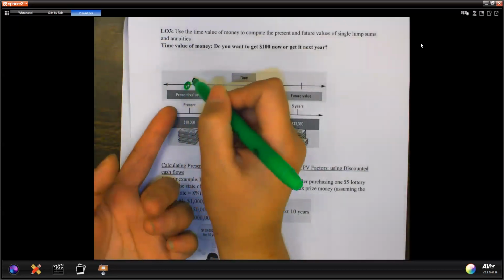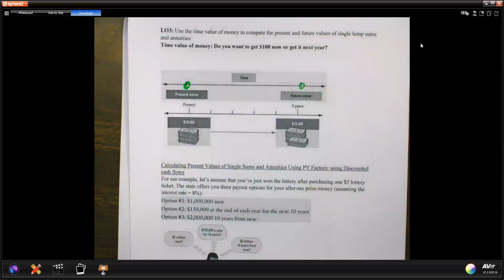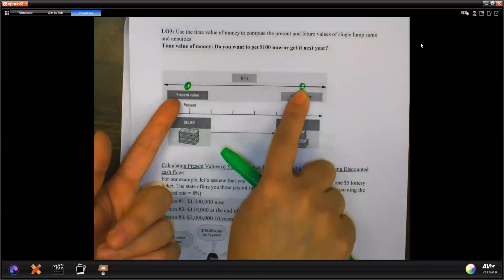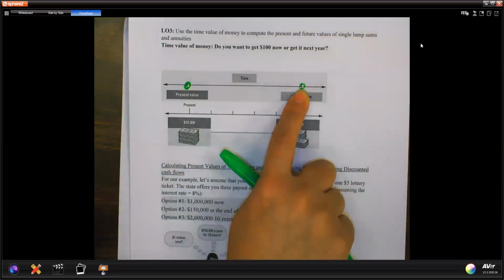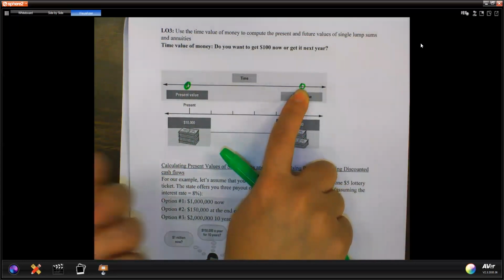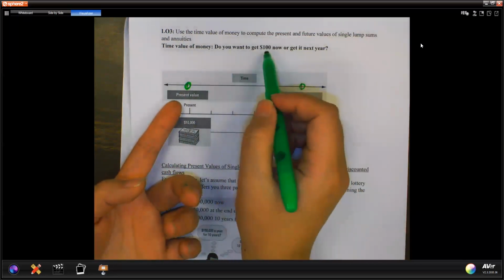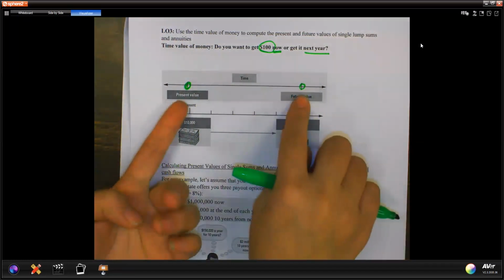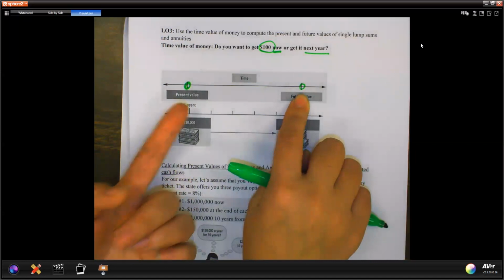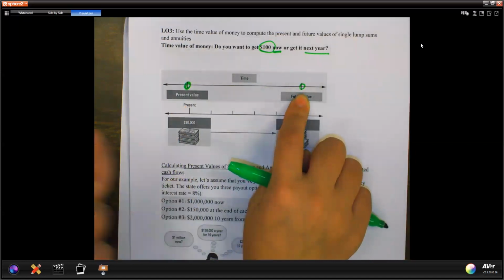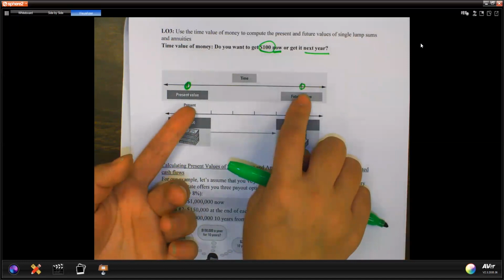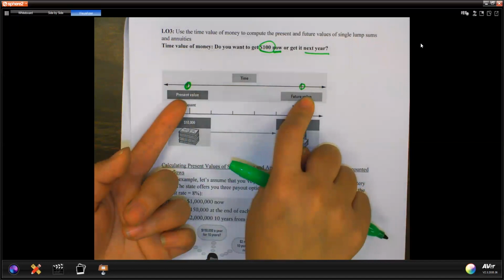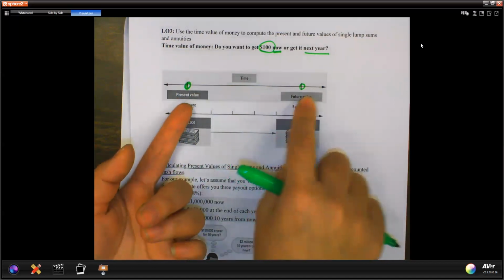$100 today is different from $100 next year, because if you put $100 in the bank, next year you will get $100 plus the interest. So time has its value. You should get $100 now instead of waiting one more year, because next year you will get 100 plus the interest, which may be $1, $2, based on the interest rate. So you cannot compare $100 now with $100 next year.